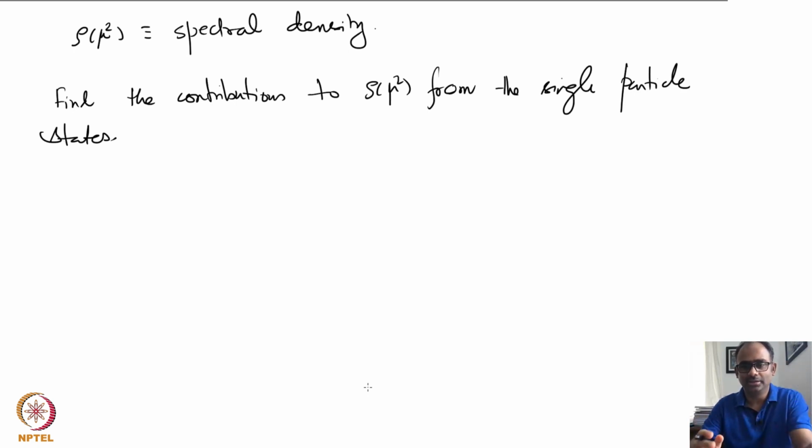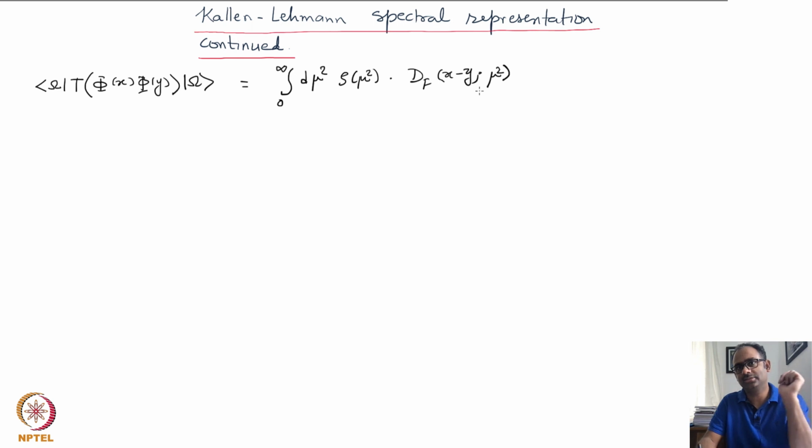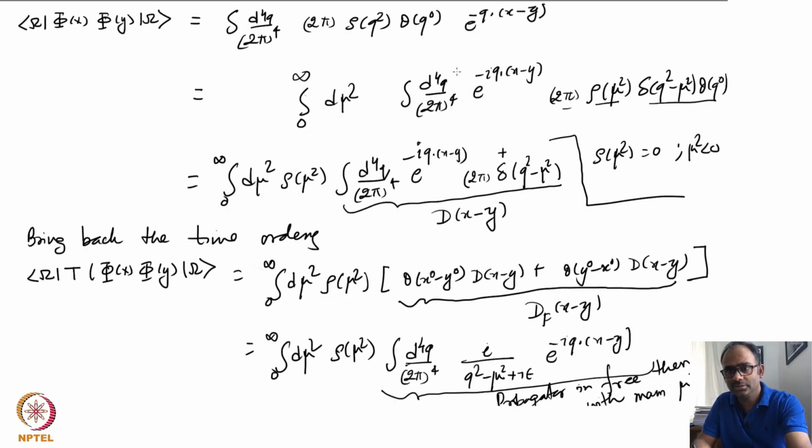It just means that this quantity can be written as an integral over mu square of the spectral density times the Feynman propagator, where this propagator, instead of having mass m, has mass mu square. That is the notation here, and you have to integrate over all of these.